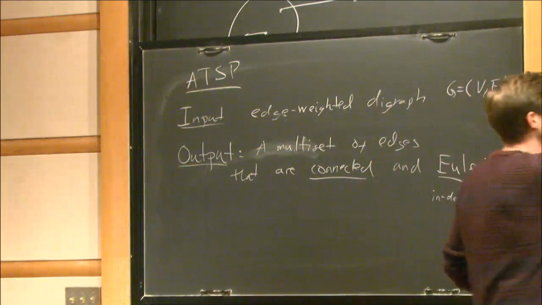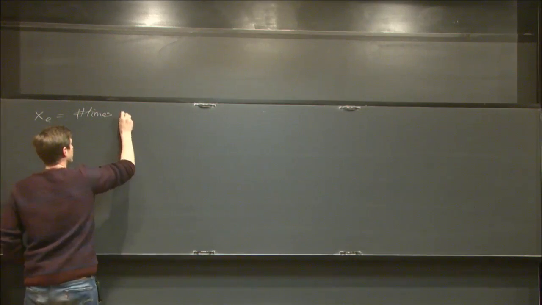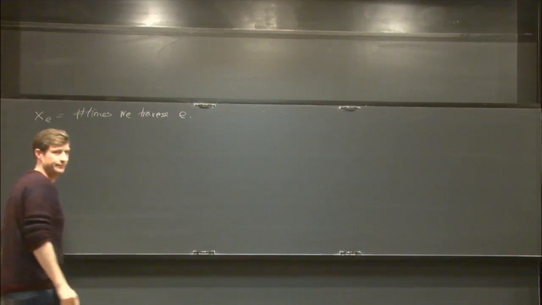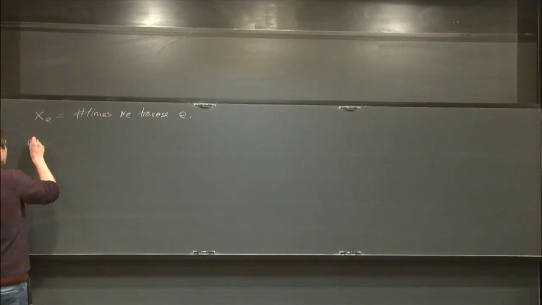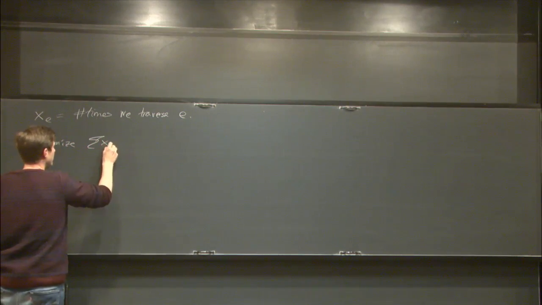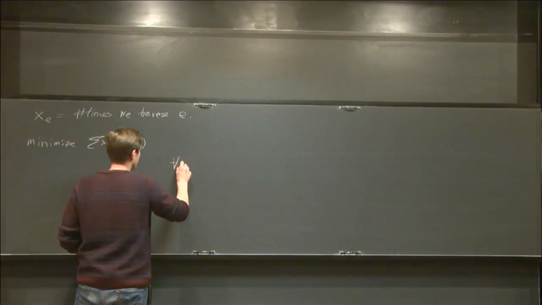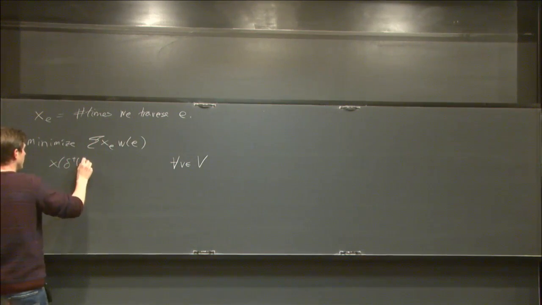So x_e is the number of times we traverse e. If we have that, we want to minimize the sum of x_e times the weight of the edges. Then we want to find something that is connected and Eulerian. So to say that it's Eulerian, we have to say that for every vertex, this is a shorthand notation I will explain.